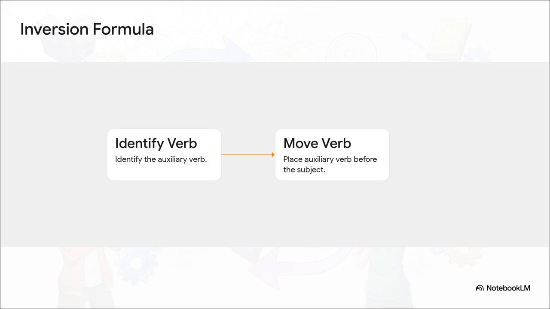But to create this advanced structure, we literally just follow a basic 2-step formula. Step 1, identify your auxiliary verb. Those helper words like had, have, do, or was. And then step 2, place that auxiliary verb completely before the subject. Boom! It's a tiny mechanical flip, but it completely changes the weight and rhythm of your whole sentence.